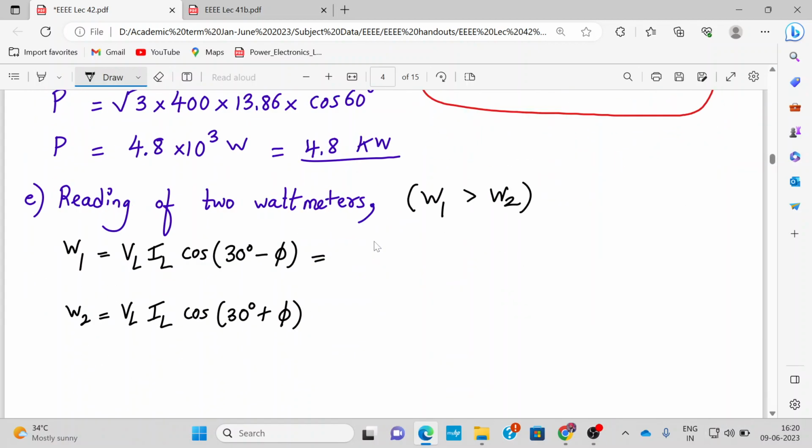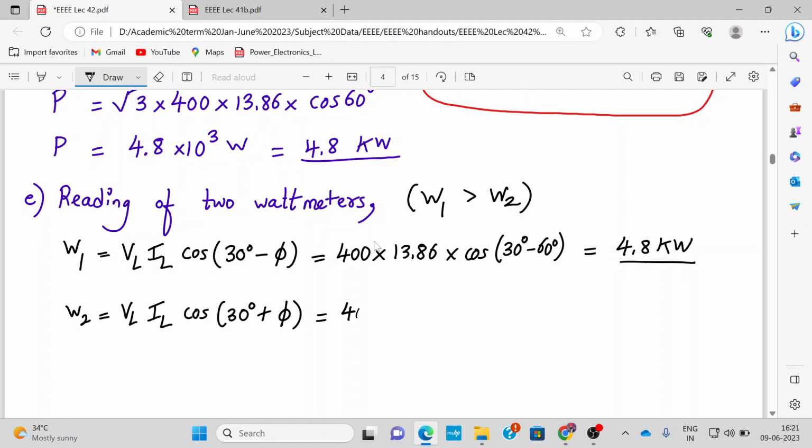So this VL is around 400, IL is 13.86, into cos of phi is 60. So cos of minus 30 will be around same only. So this value will be around 4.8 kilowatt. You can cross check this answer.